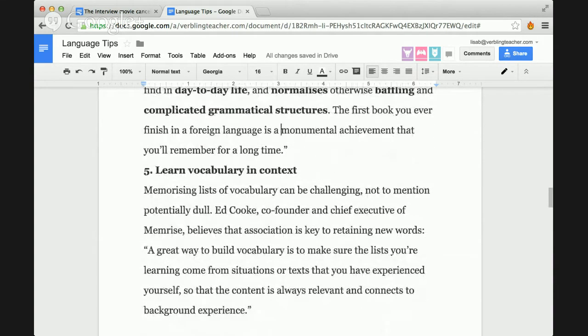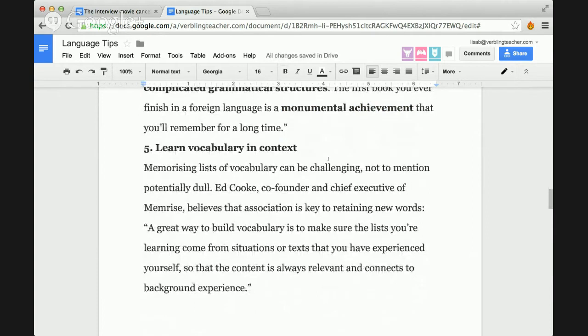All right, so a monumental achievement. Monumental just means a great, a magnificent achievement, when you read your first book in a foreign language.